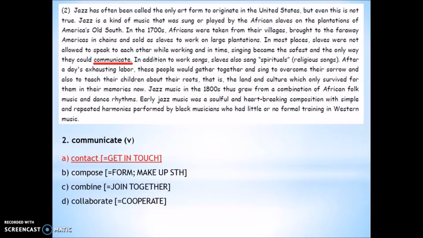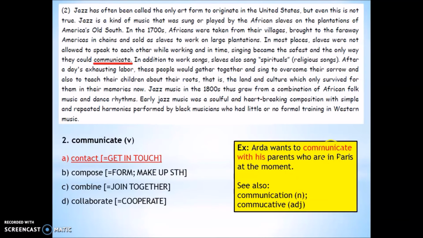Here you go. Question number 2. Yes, communicate. Guys, African slaves found a way of communication that was singing because they couldn't speak to each other while working. Okay? So communicate with somebody is the target vocabulary item. And they found a way of communication.